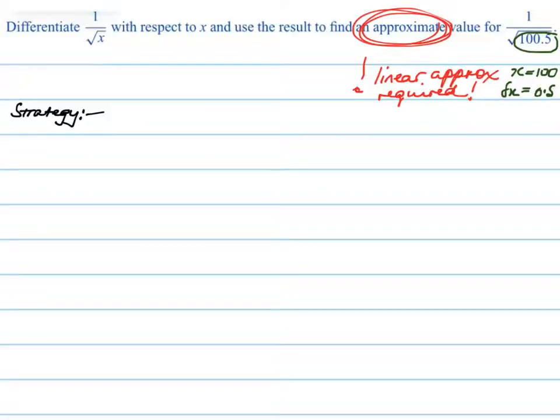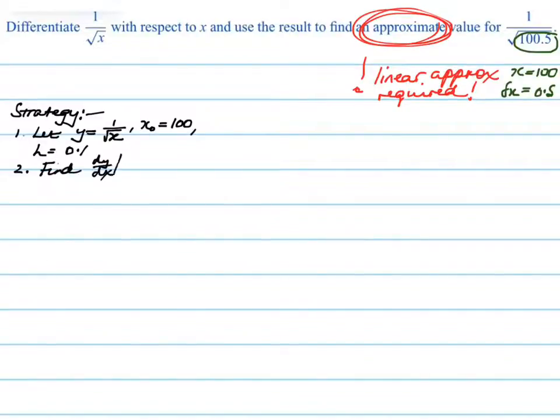So this is what we do. We let y equal 1 over root x. We let ground zero for x, x0, be 100. We let h equal 0.1. Now that's the first major step forward. Now we just follow the procedure. Therefore, we find dy dx when x0 equals 100. And then we find delta y.